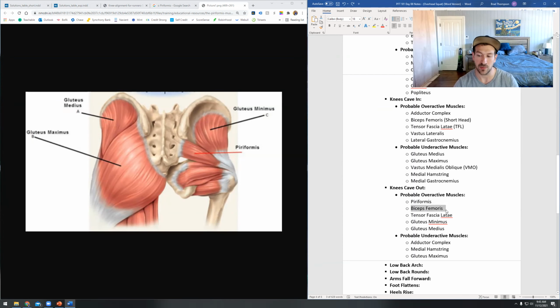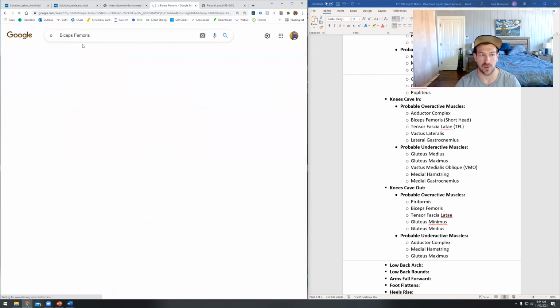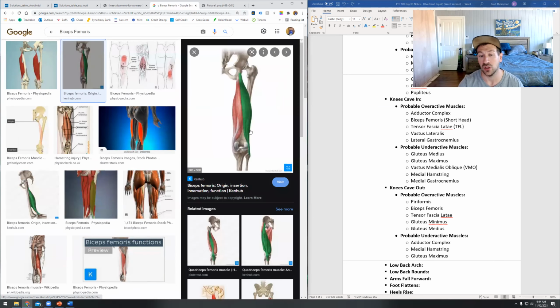Then we're going to see the biceps femoris. And you'll notice it doesn't say biceps femoris short head. It just says biceps femoris. That is the full lateral hamstring muscle. So a lot of times we'll have very tight hamstrings on clients like this as well.